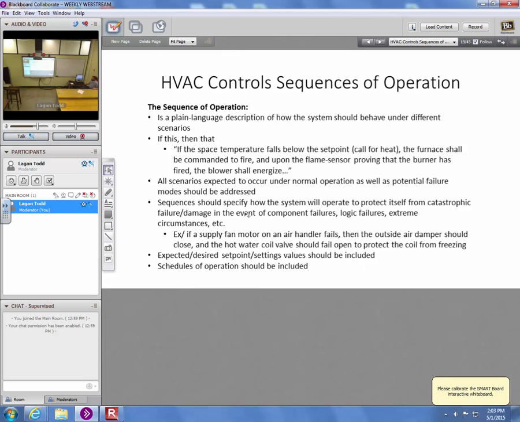It also includes schedules of operation. So is there an occupied mode versus an unoccupied mode, or a day mode versus night mode? And when does the day mode start and when does the day mode end?